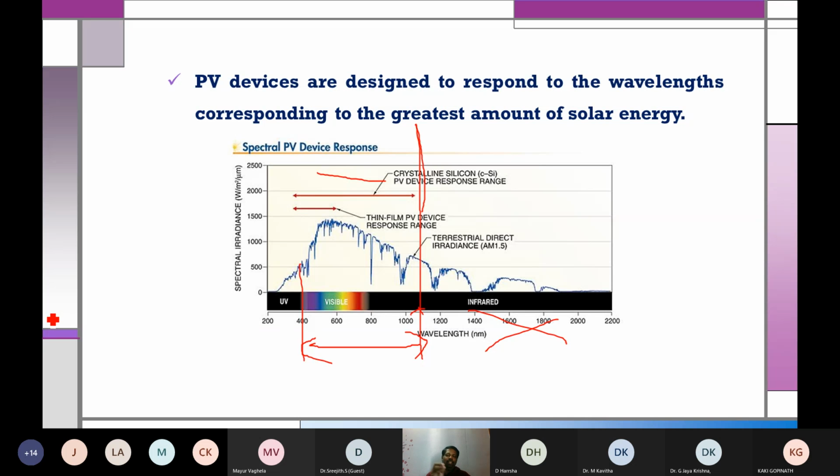So theoretically it is less than 20% for a silicon cell, but when you go for a lot of other modifications, the efficiency will be improved. But it doesn't mean that all the radiations will be converted. They are able to convert only a part of the radiation into electric power. So the efficiency is very less.